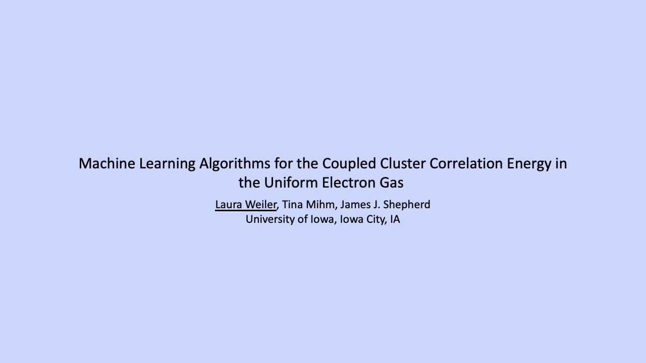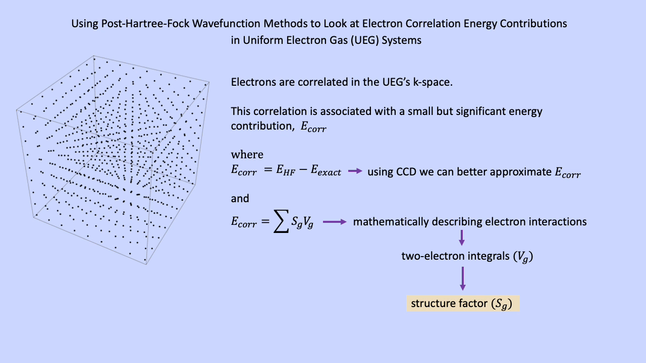I'm going to speak with you today about our research using machine learning to analyze the electron correlation energy. We perform coupled cluster doubles calculations on the uniform electron gas to begin our analysis of the electron correlation energy. The electron correlation energy is given by the difference between a given system's exact and Hartree-Fock energies. Post-Hartree-Fock methods such as coupled cluster are able to account for electron correlation energy to varying degrees of accuracy.